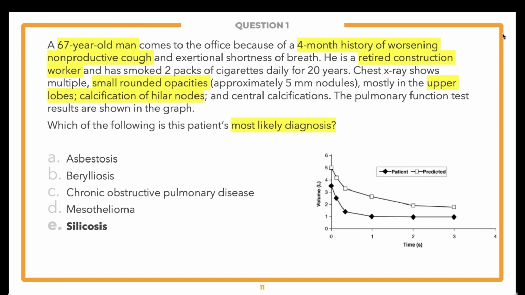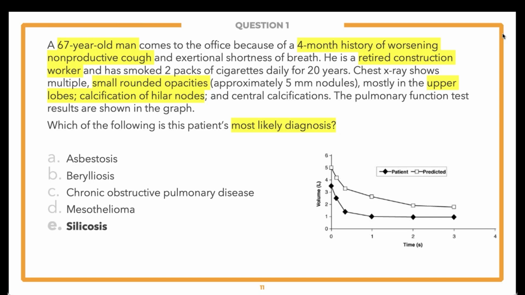So just from this picture, I can tell this patient has a restrictive lung disease as opposed to an obstructive lung disease. So that already rules out option choice C for me, right? So C, I'm thinking chronic obstructive pulmonary disease. So that's my emphysema, that's my chronic bronchitis. Those are ruled out as soon as I see that the volume is reduced.